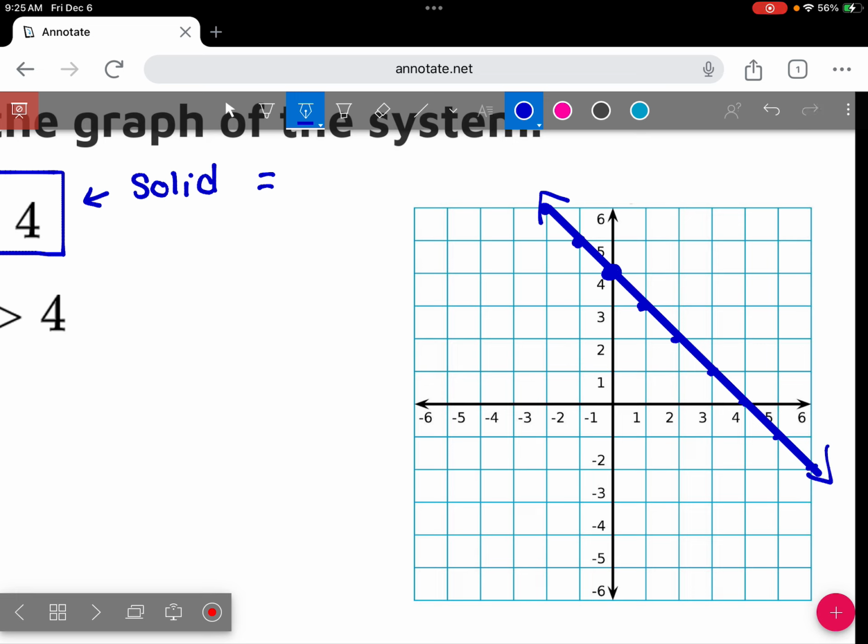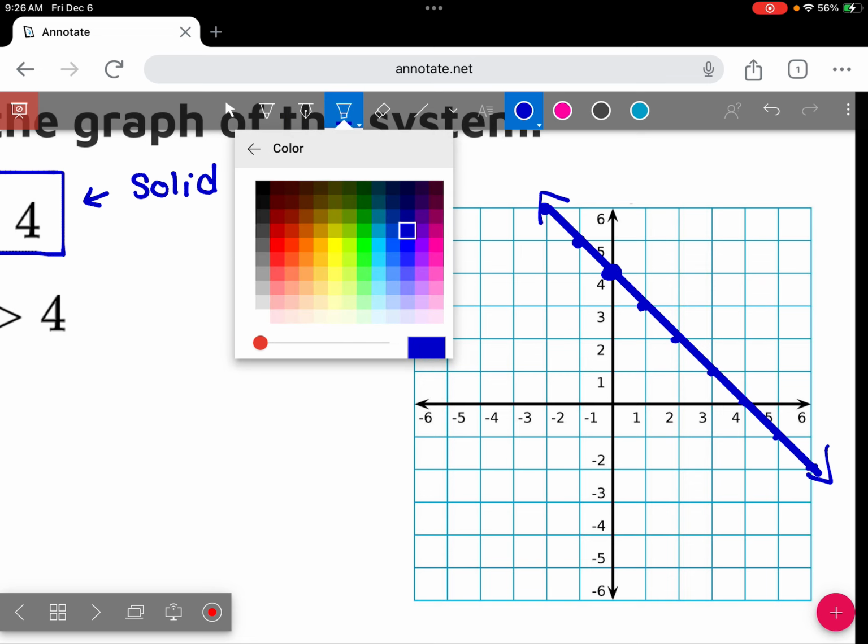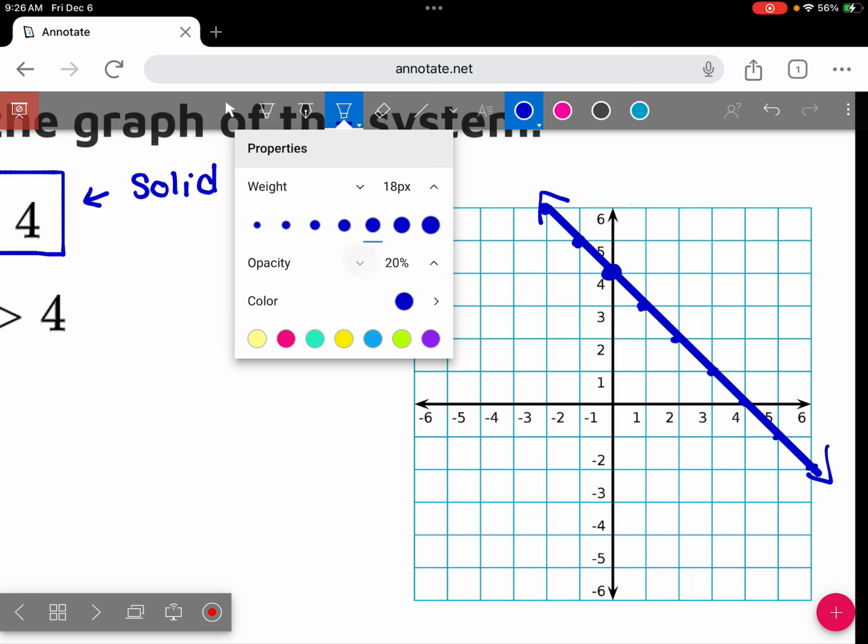So this is just the equation for equals 4. But I had an inequality. So how can I show all the spaces where my x plus y is less than 4? This is when we're going to shade a part of our graph to be able to show the whole region where it's less than 4.